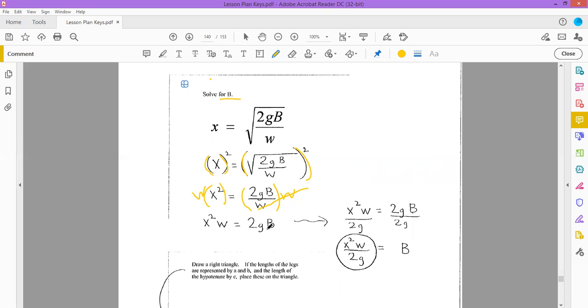Now remember, our goal is to solve for b, so we're going to get rid of this 2g. We'll divide both sides of this equation by 2g. That'll cancel 2 and g on the right, leaving our solution on the left side, x squared times w divided by 2g.